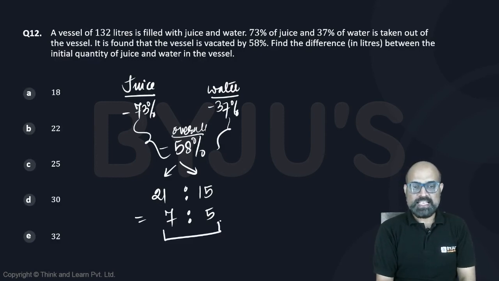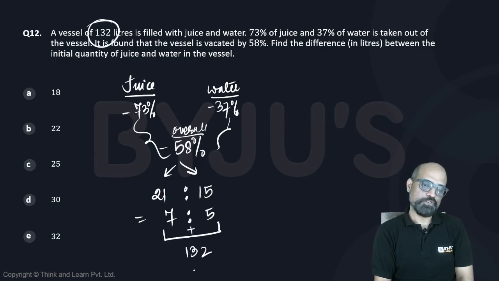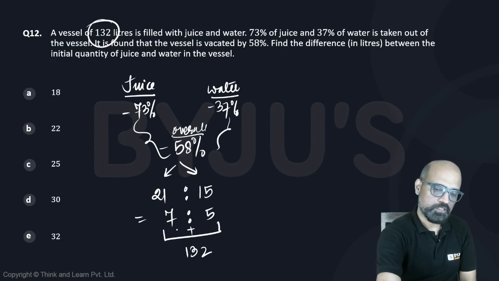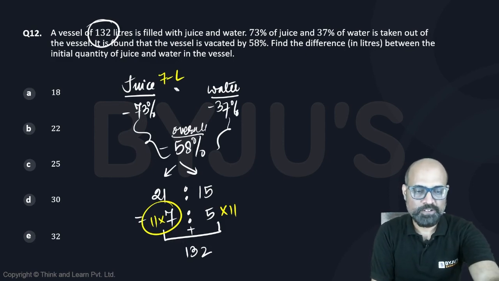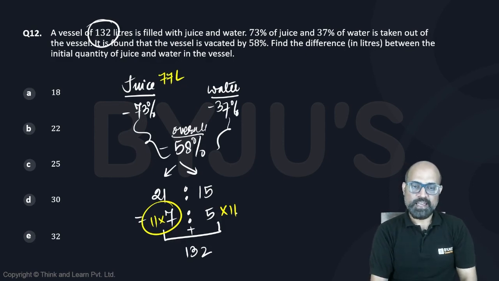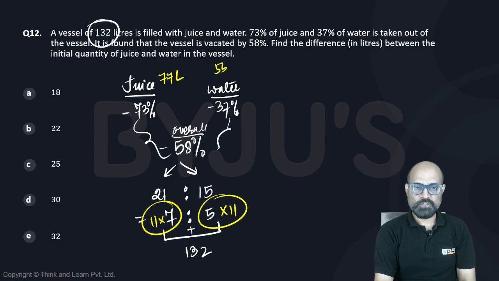So can we say 7 plus 5, that is 12 units, is given as 132. So how will we have 12 as 132? How many times is this? This is 11 times. So can we say that 77 liters of juice we had initially, and this is 7 and not Z, and we had 55 liters of water, such that the difference is going to be 22 liters. That's what we had initially.